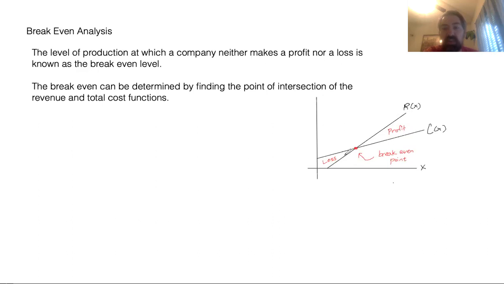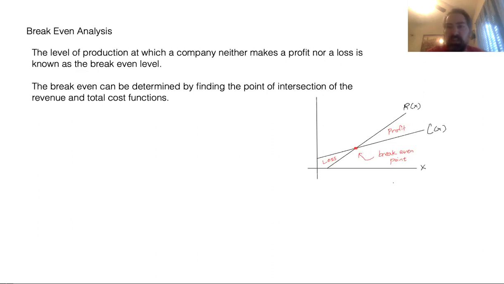Where the revenue function line and the cost function line intersect, that's what we're calling the break-even point. The X value of this break-even point is the break-even quantity. How many units should be produced and sold in order to reach a break-even? And the Y is the break-even revenue. How much do I have to receive in sales? What should my revenue be in order to reach that break-even point?